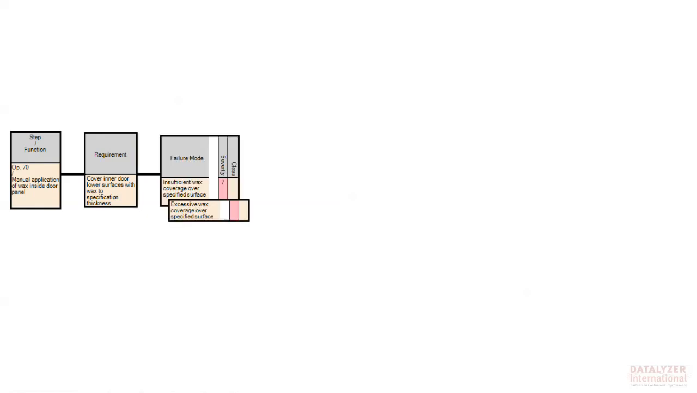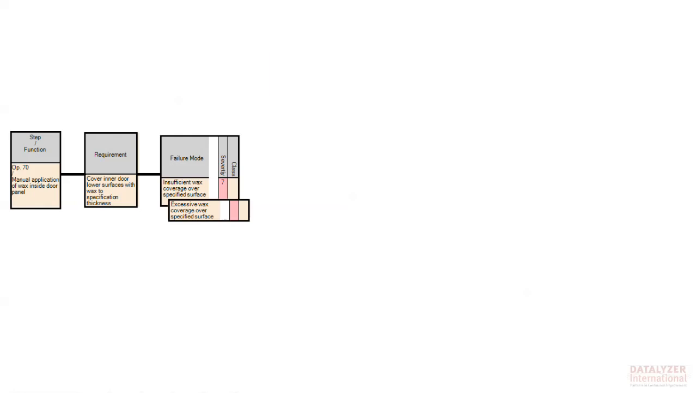When working with an FMEA document, the first thing to keep in mind is that the column positions have been set to make data entry flow from left to right. You first enter a process step. This step can have any number of requirements. Each requirement can have any number of failure modes. So far, so simple.